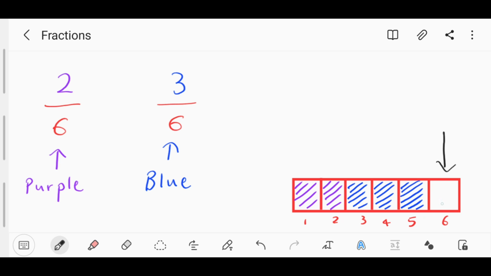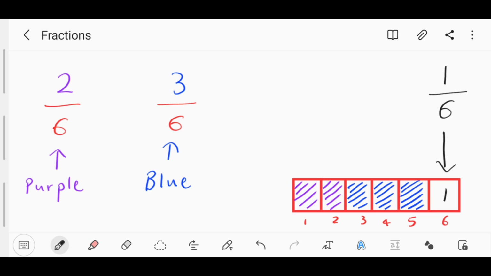So I'm going to give you a few seconds to figure out what this fraction is, and then I will quickly tell you the answer. Okay, so in this case as well, the denominator is going to be 6 because we have a total of 6 parts. And then in the numerator, we are going to count how many blocks are not shaded. So in that case, it's just going to be this one. So our fraction is going to be 1 over 6.